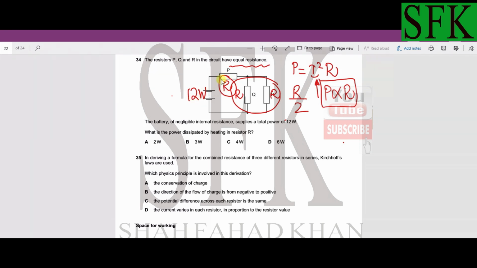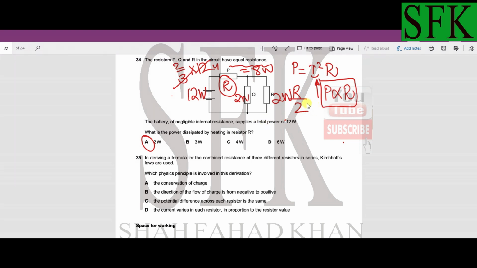So this would mean that 2/3 of the power will be lost across P, which makes it 2 times 4, which is 8 watts lost across P, and the remaining 4 watts will be divided between Q and R. Since Q and R are both identical, the 4 watts will be split between the two resistors in parallel, and it will become 2 watts across Q and 2 watts across R. So 2 watts is the power dissipated across R. This is the best answer.